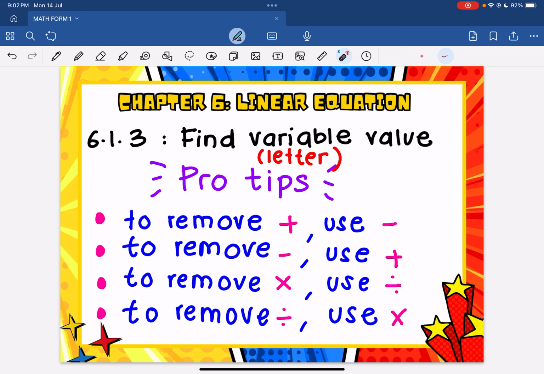Teach you guys and share how to find a variable value using some pro tips. Whenever I say find a variable, I hope you understand that we are finding the values of the letter. Okay, so let's go with example 1.